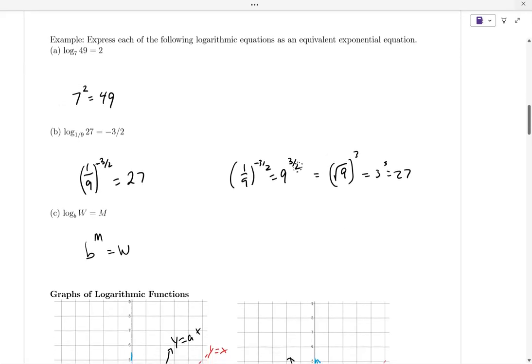Maybe on the second page. Yep, so we have a logarithmic equation like we have here on the second page, right? I want to rewrite it as an exponential equation instead.